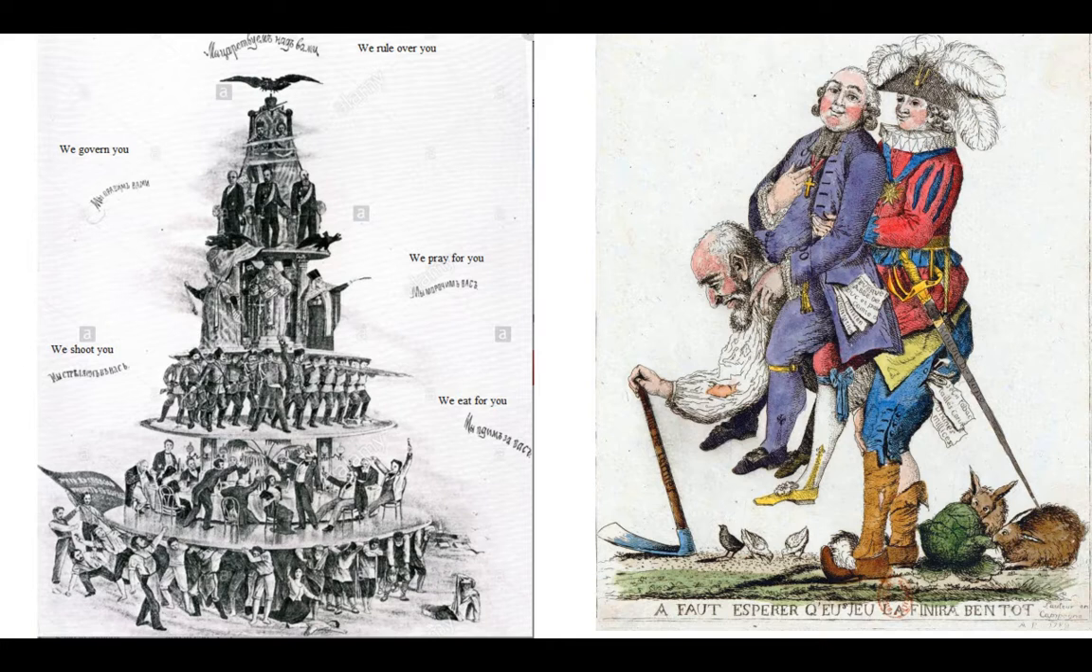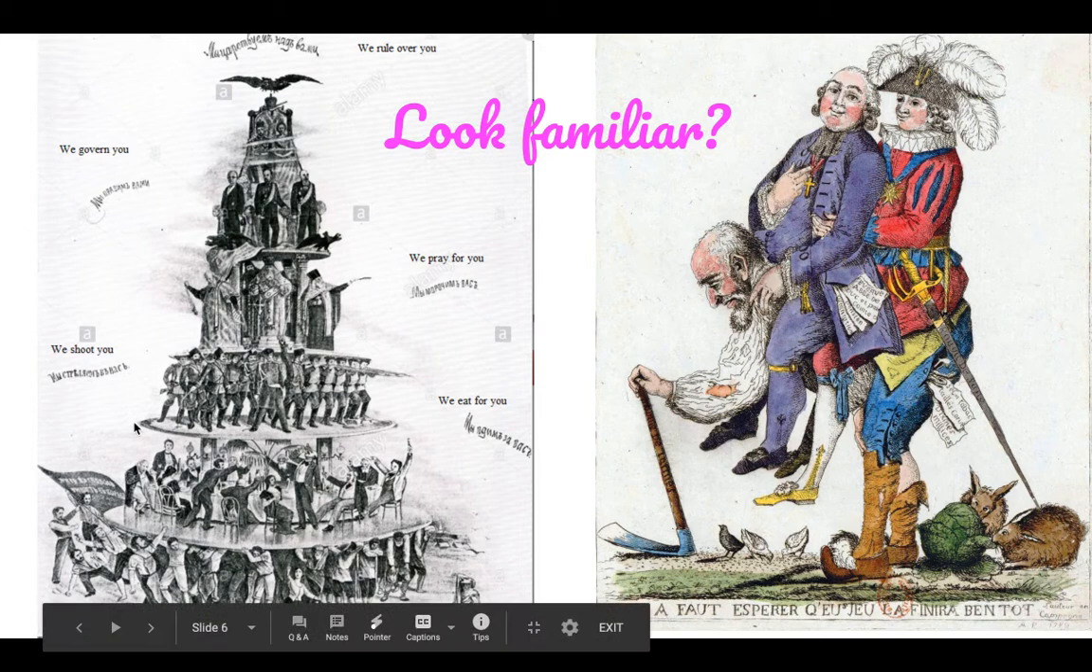So something to kind of clue you in to how we've seen these ideas before is looking at these two political cartoons. On the left-hand side, we have a cartoon from Russia, and we see the social hierarchy. At the top, there is the Tsar and the Tsarina, and it says, we rule over you. We govern you. So those are the members of the nobility. Then we have, we pray for you. So we see the Russian Orthodox Church. And then we have, we shoot you. So the Russian military. We eat for you. So once again, our upper class.